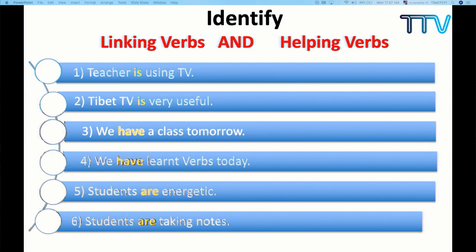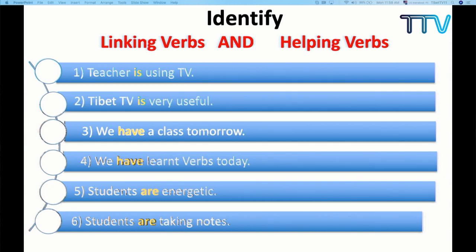Now, how can we identify? We can identify by seeing whether there is an actual verb or not. If you look at the first one, Teacher is using TV, do you see a principal verb? Yes, using. So is is a helping verb. If you look at the second one, Tibet TV is very useful, is is also there. Is it a helping verb? No. Do you see any verb here? No, there isn't any verb, only an adjective. So is here is a linking verb. Did you understand? The same thing can be applied to the next sentences, numbers 3 and 4.